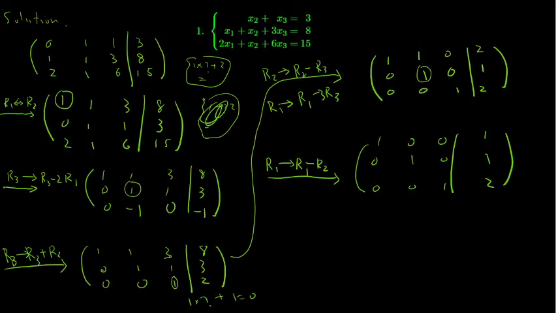Okay, is the last matrix in REF? Check all 4 conditions. It's very important to make sure the final form is in REF, in row reduced echelon form, before we get the solution to the system. Okay?